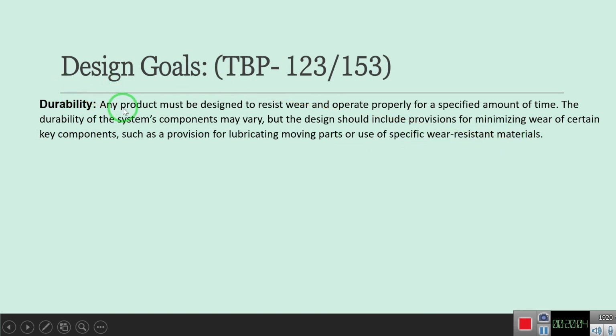Durability means how well your design is performing, whether it is strong enough or not. Any product must be designed to resist wear and operate properly for a specified amount of time. It means that in the long run it should give the same quality, and with small maintenance it should give good outputs.